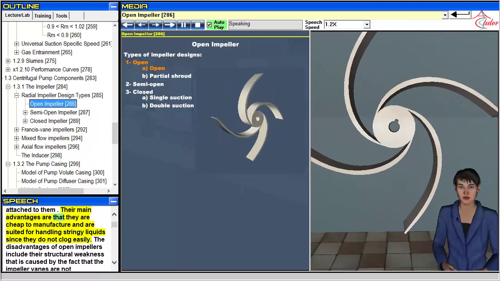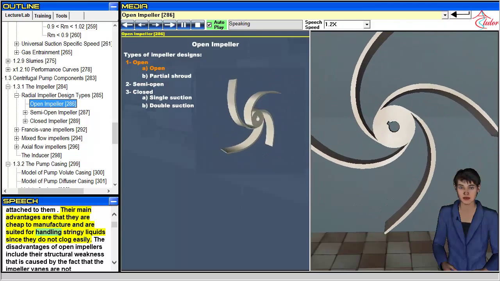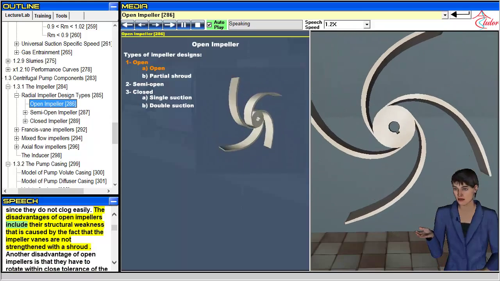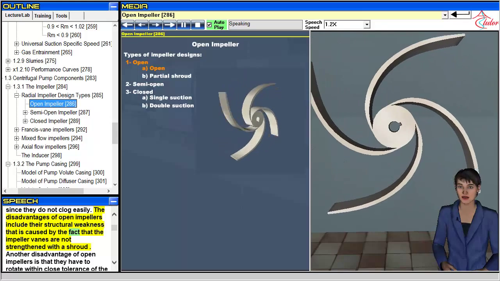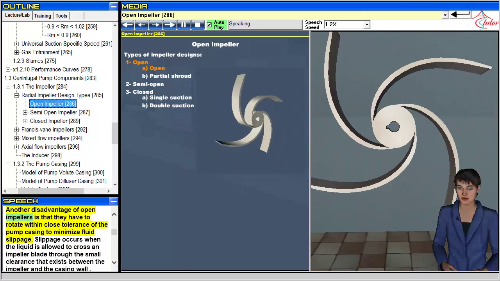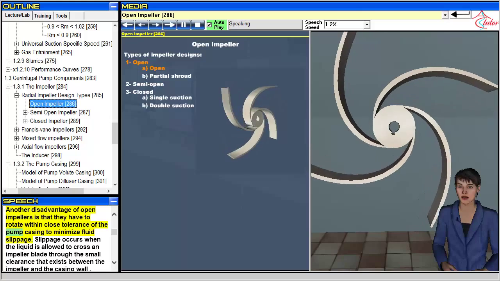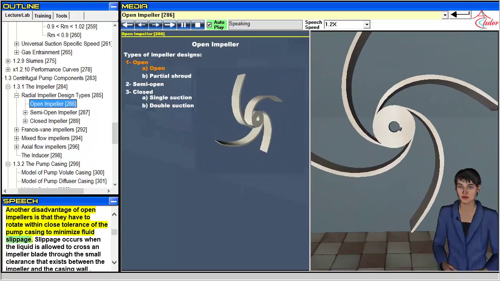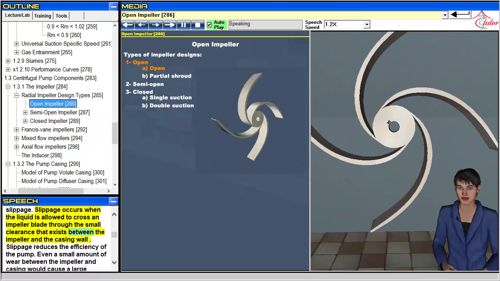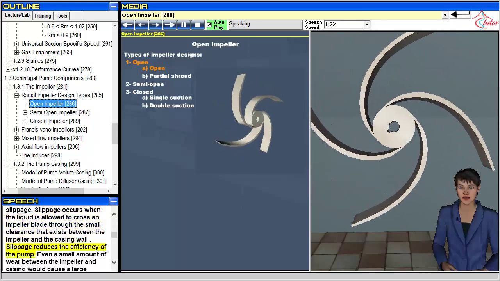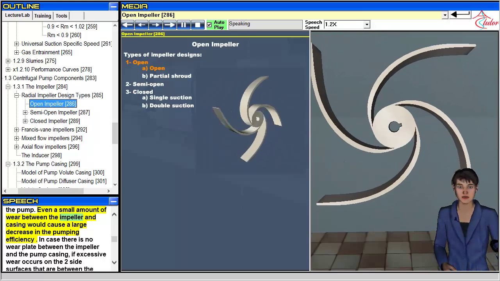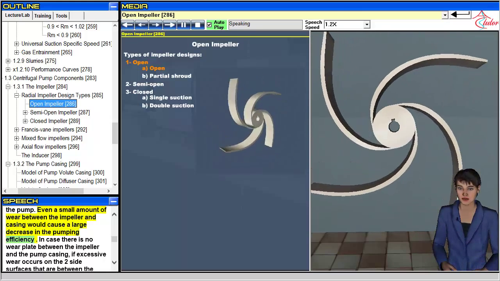Their main advantages are that they are cheap to manufacture and are suited for handling stringy liquids since they do not clog easily. The disadvantages of open impellers include their structural weakness that is caused by the fact that the impeller vanes are not strengthened with a shroud. Another disadvantage of open impellers is that they have to rotate within close tolerance of the pump casing to minimize fluid slippage. Slippage occurs when the liquid is allowed to cross an impeller blade through the small clearance that exists between the impeller and the casing wall. Slippage reduces the efficiency of the pump. Even a small amount of wear between the impeller and casing would cause a large decrease in the pumping efficiency.